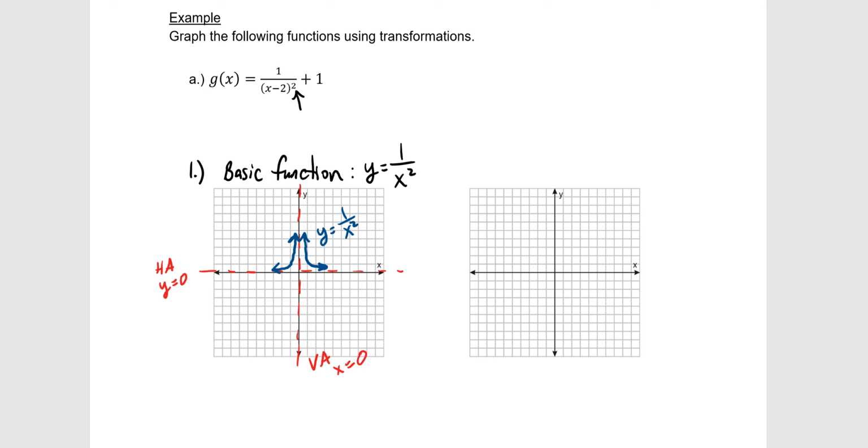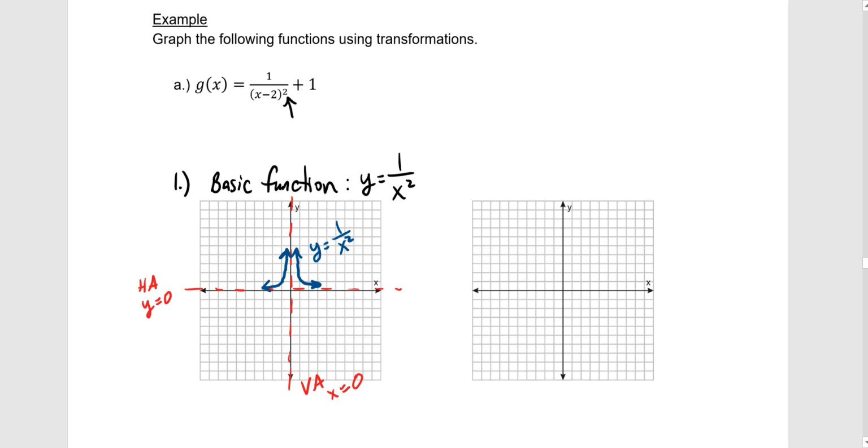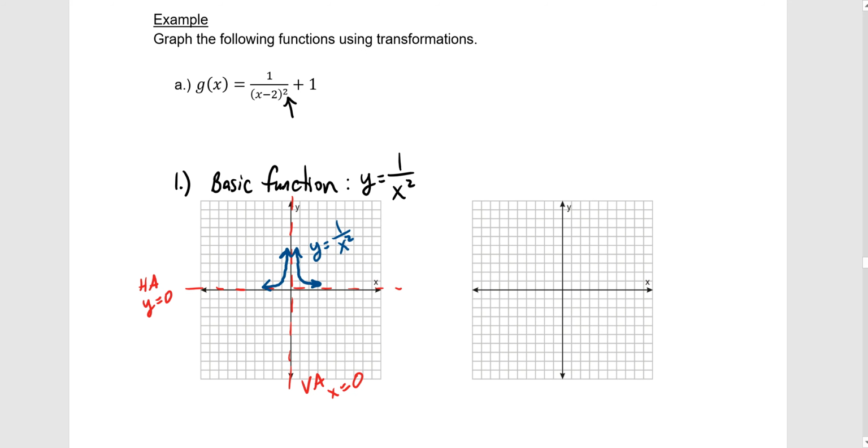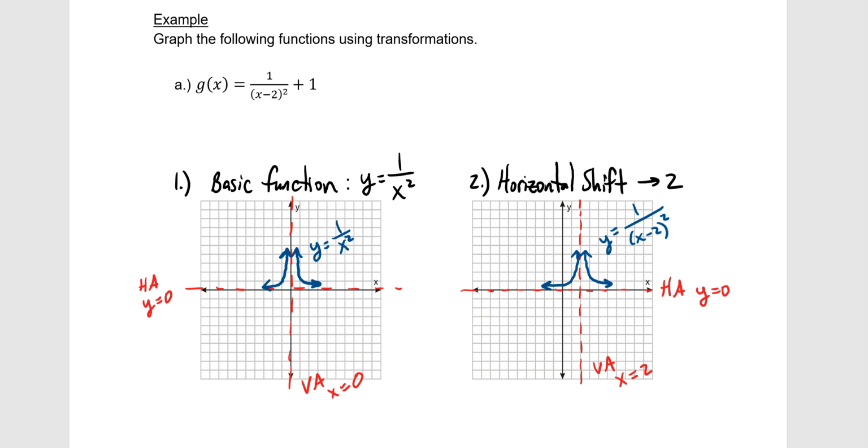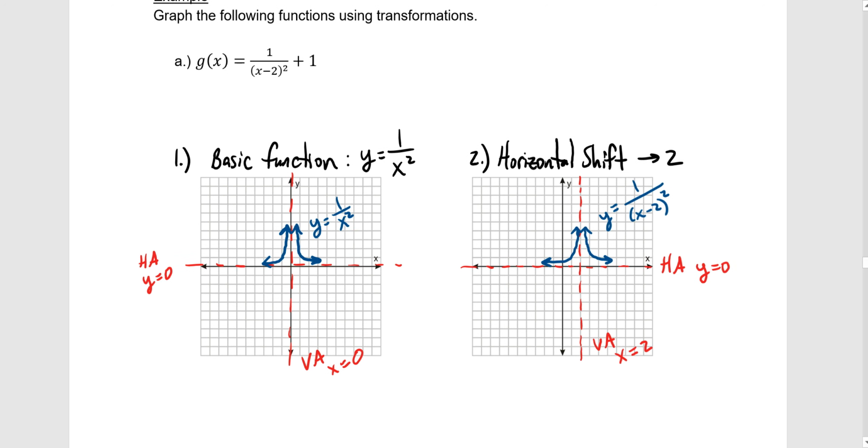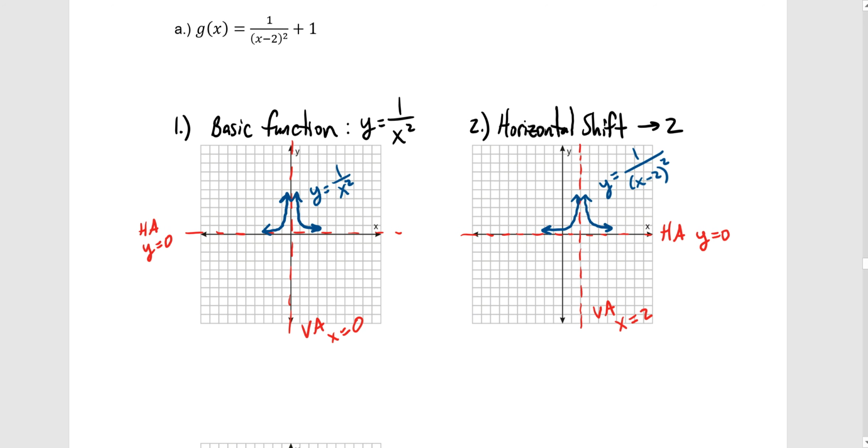And then zoom in a little bit, for the next thing, we have to check if there is a horizontal shift, which there is. And the horizontal shift is going to be to the right 2 units because it's x minus 2. So graphing this to the right, it's going to look like this. And when it gets moved to the right 2, notice that the vertical asymptote gets moved to the right 2 as well. So the vertical asymptote's now at x equals 2.